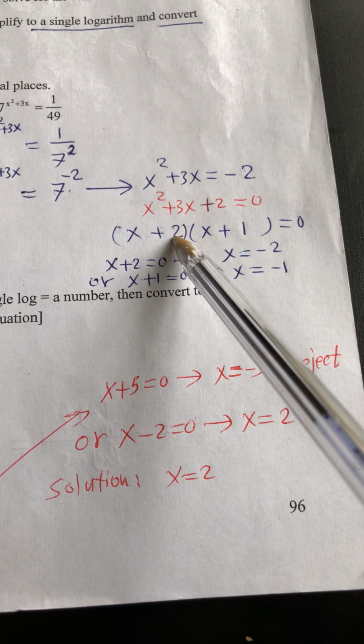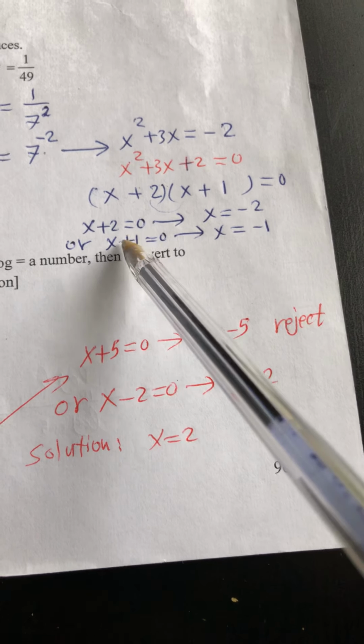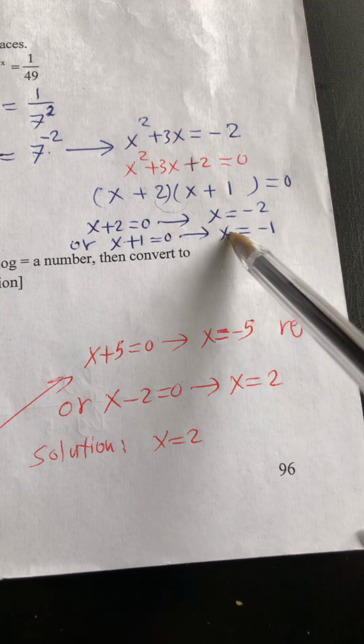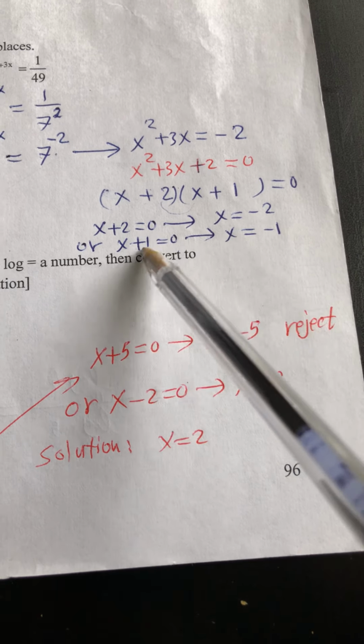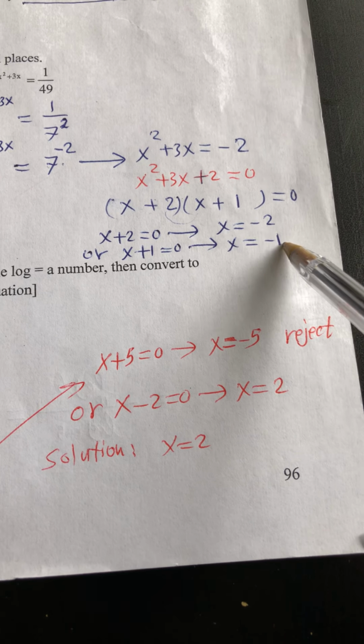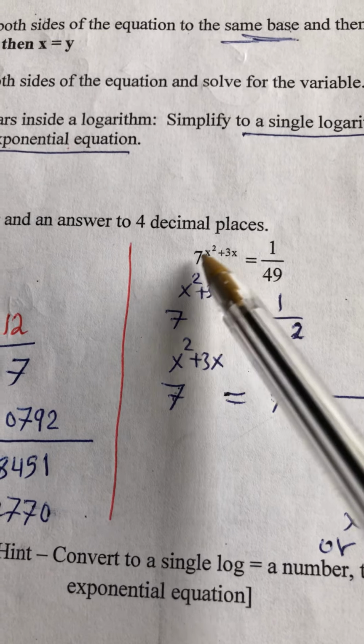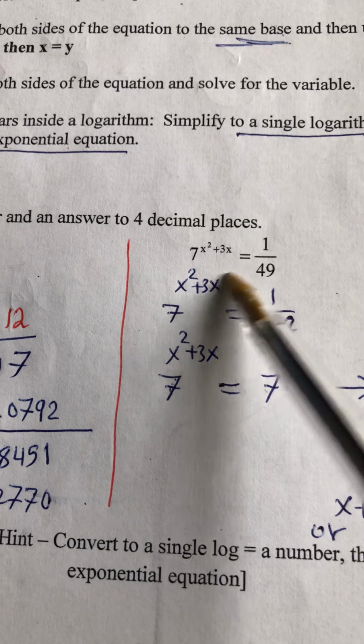So x plus 2 equals 0, then x equals negative 2, or x plus 1 equals 0, so x equals negative 1. So this is the solution: x equals negative 2 or negative 1. You can check by substituting negative 2 or negative 1 in the original equation, and you will get left-hand side equal to right-hand side.